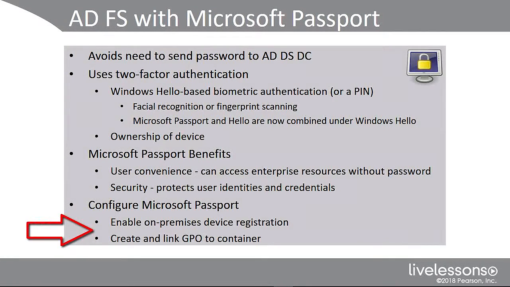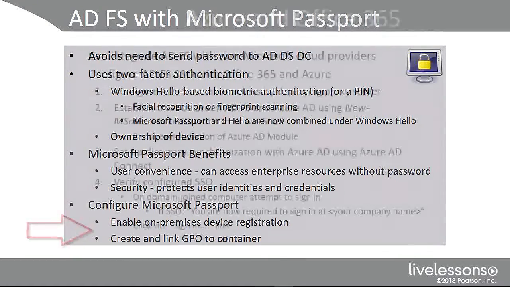To configure Microsoft Passport, you have to enable the on-premises device registration, and then you have to create and link a GPO to a container. Most likely, if you want this domain-wide, we're going to link that to the default domain policy. And we're going to take a look at that when we go out to our live image.